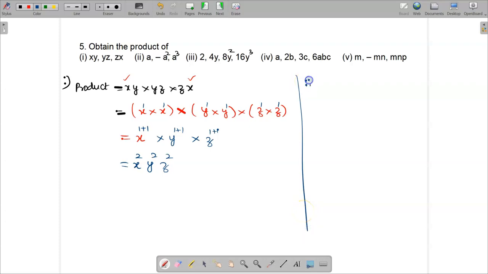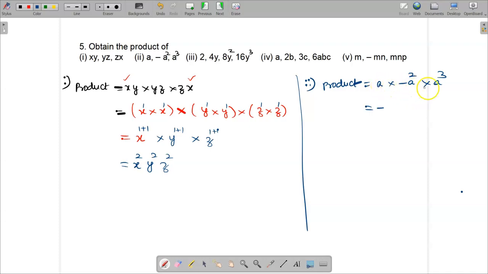Coming to the second problem, the product is given by multiplication of these terms: a into minus a square into a cube. Here I don't have any sign on the first term, meaning that by default it is plus. Here also plus. So plus into minus is minus, minus into plus is minus. So I have only minus here, commonly the sign is minus.